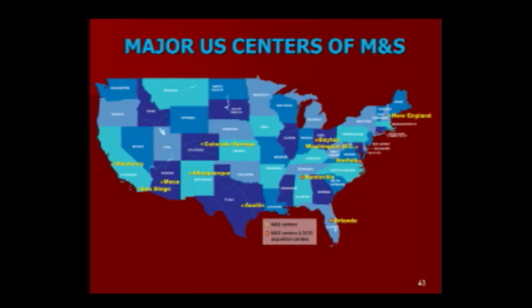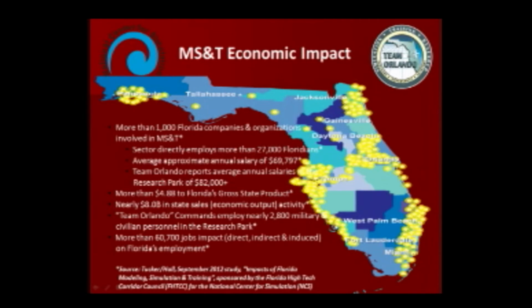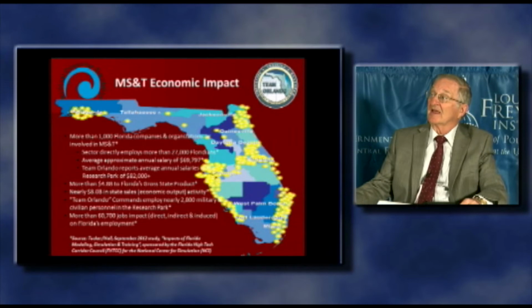I should point out that there are many, many centers across the United States that are involved in modeling and simulation. We have them out on the West Coast, on the East Coast, but the center of all of the activity, if you will, particularly for the military, is here in Central Florida, or across Florida for that matter. And you can see here that we have in Central Florida about 27,000 folks employed in modeling and simulation. And the average salary is almost close to $70,000 a year. So if you're looking for a career that pays well, and it's really, really exciting, you might consider modeling and simulation.